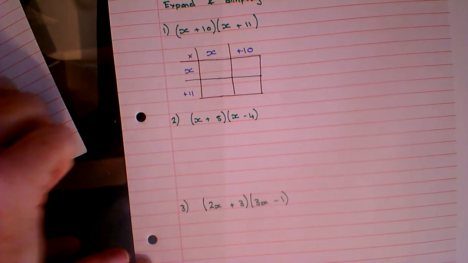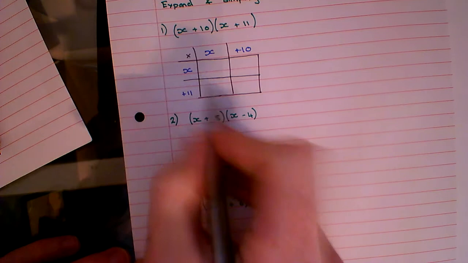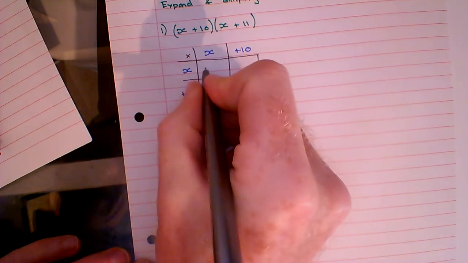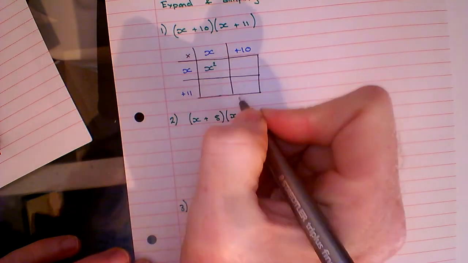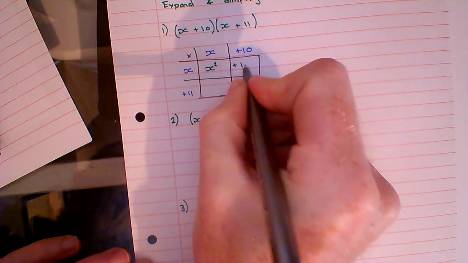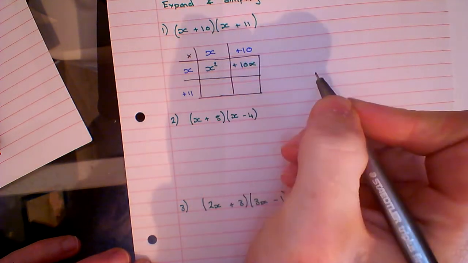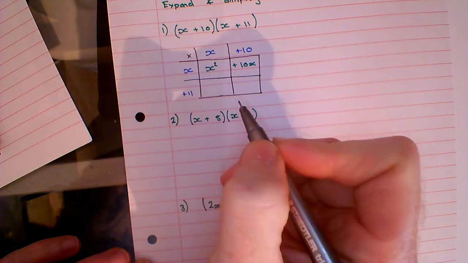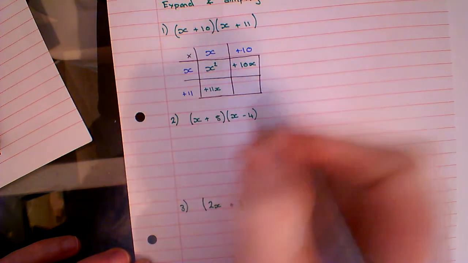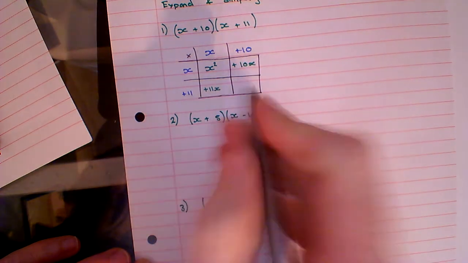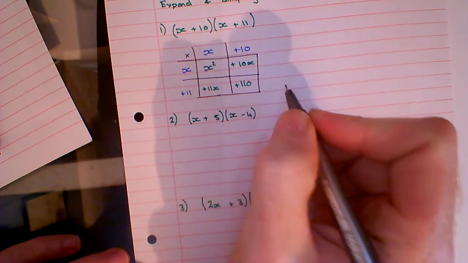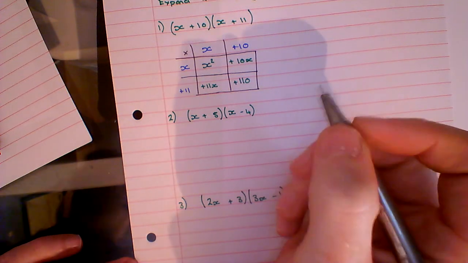Now, I'm going to go through and multiply out each box. x times x gives me x squared. x times plus 10 gives me plus 10x. x times plus 11 gives me plus 11x. And 10 times 11 gives me plus 110. Now, I haven't actually expanded anything yet. All we've done is put it in the grid.